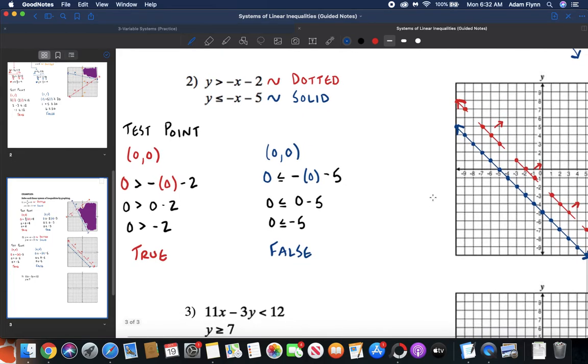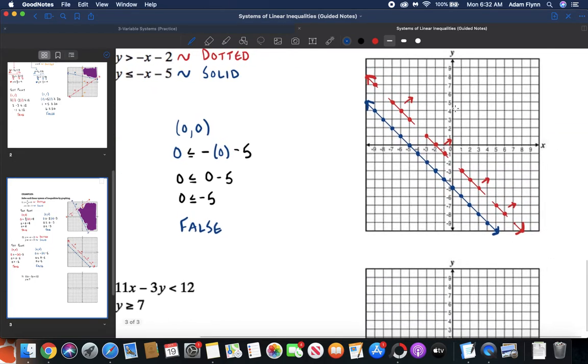Okay, so taking a look at my blue line, 0, 0 is to the right of this blue line, not the left. And it was false, so that means I'm going to shade all the points that are away from 0, 0. Okay, so I'm trying to shade the region where they overlap. These two lines are not going to overlap anywhere, so I can just leave it like this.